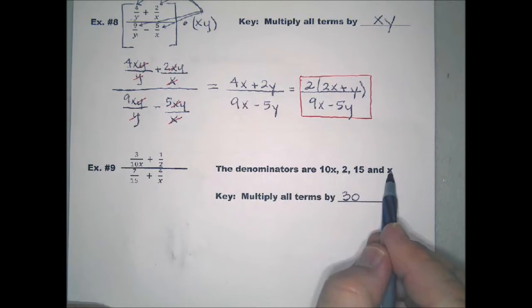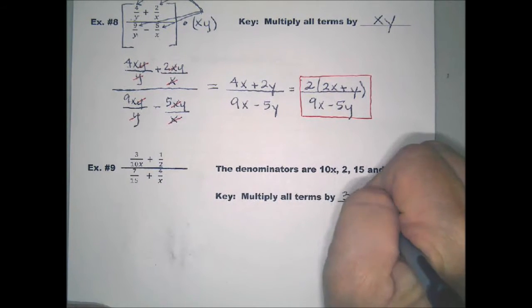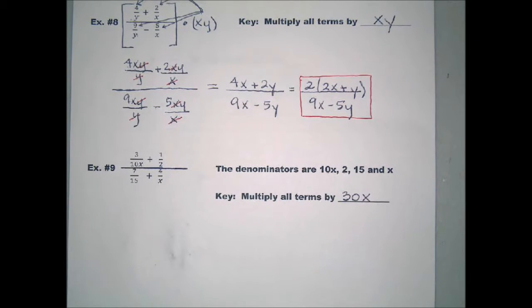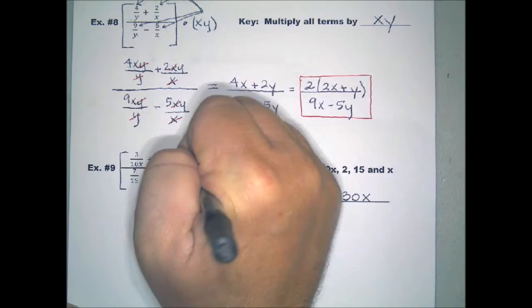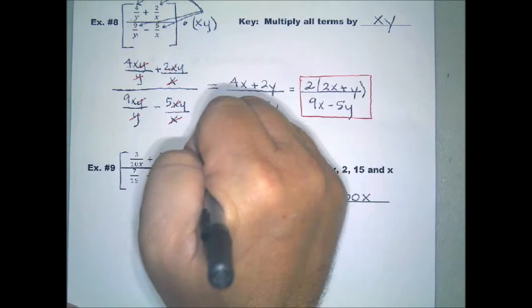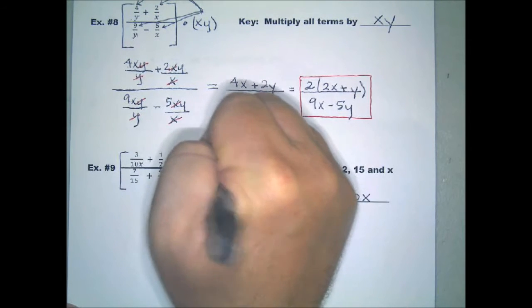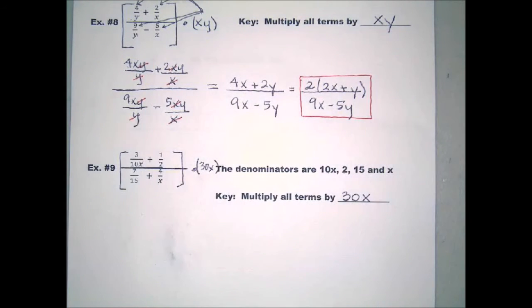And with this x and that x, their common denominator would be x. So the key to this problem is multiply all the terms in this problem by 30x. So again, it just becomes a really big distribution problem.